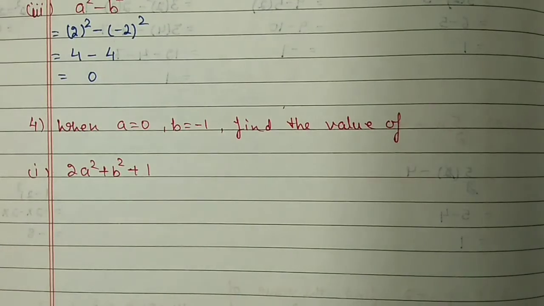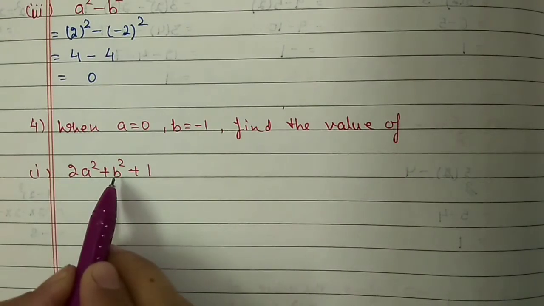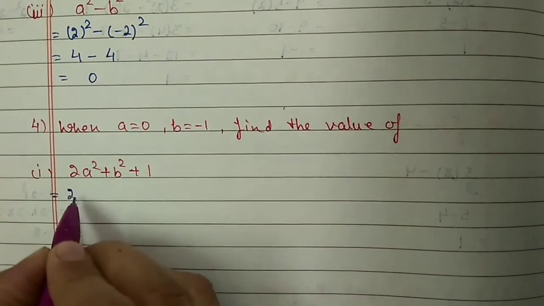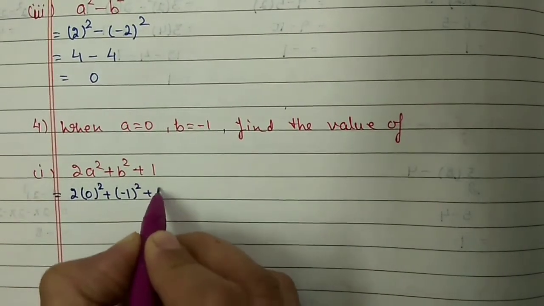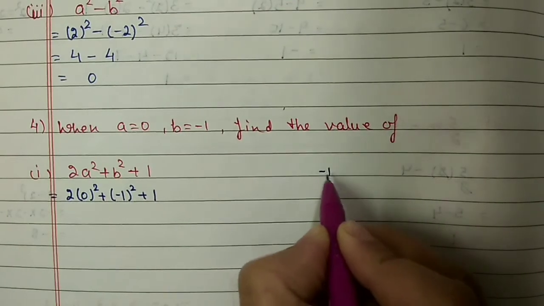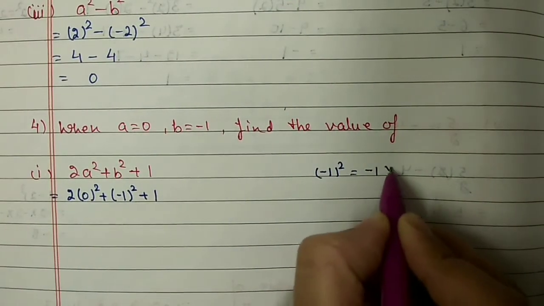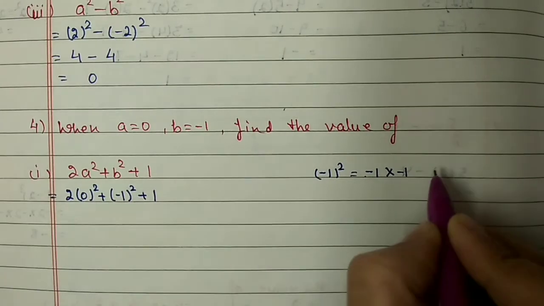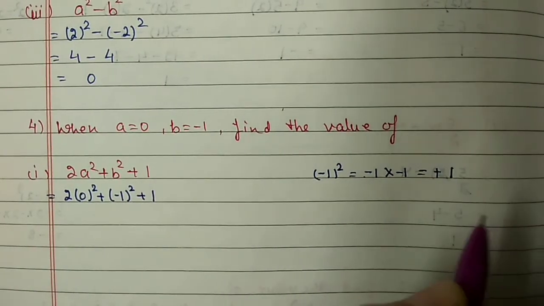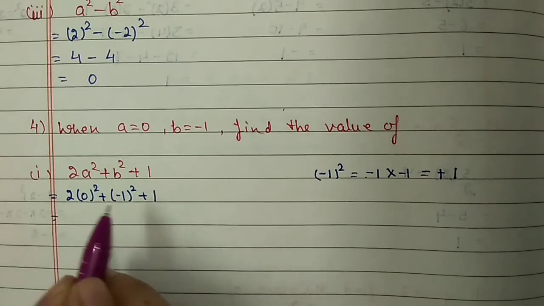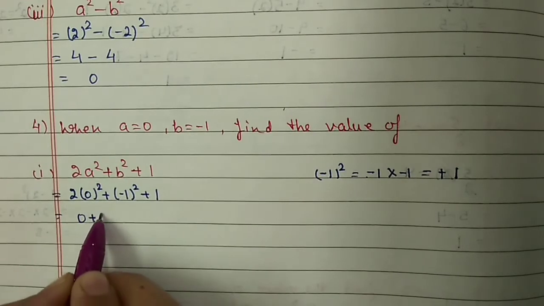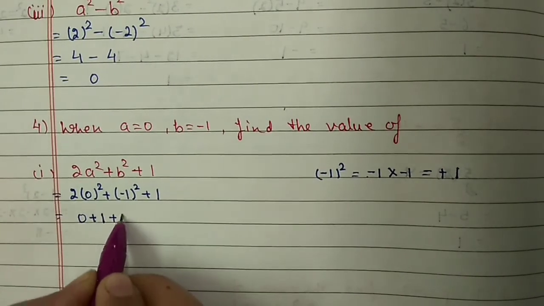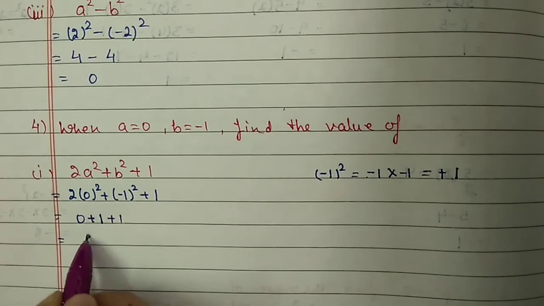Next, question number 4. When a is 0 and b is minus 1, find the value of 2a square plus b square plus 1. So a is 0 and b is minus 1 whole square plus 1. So minus 1 whole square means minus 1 into minus 1. So minus into minus will become plus, and 1 into 1 will become 1. And 0 square is always 0, and 2 into 0 will become 0. Then this will become plus 1 and this plus 1 as it is. So 0 plus 1 plus 1 will be 2.